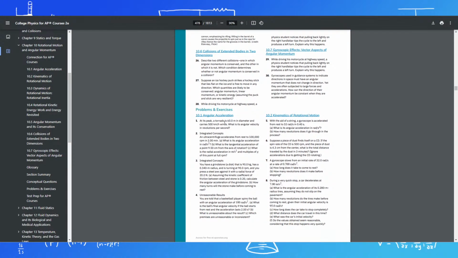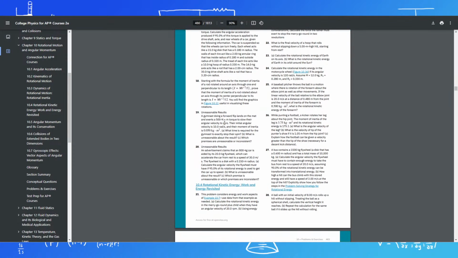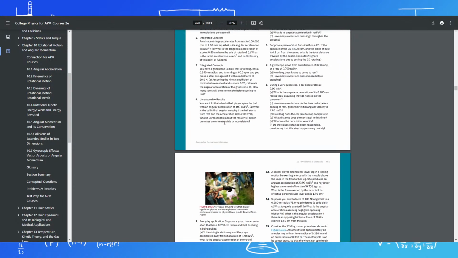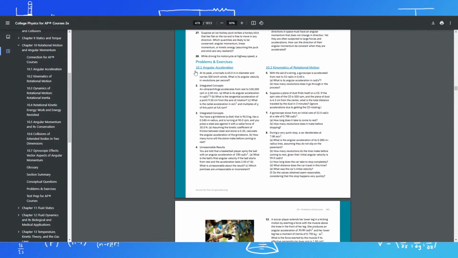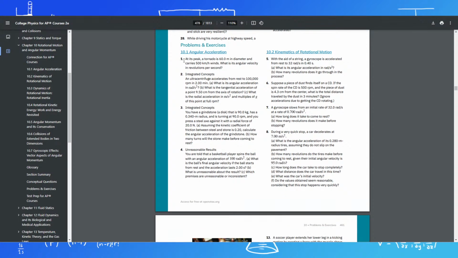Wow, a lot of conceptual questions. Okay, here are the exercises. Where did they start? There you go, the exercises start over here. Maybe it would help if I zoom in a little bit. So it looks like you especially want to do the ones in section 10.2.